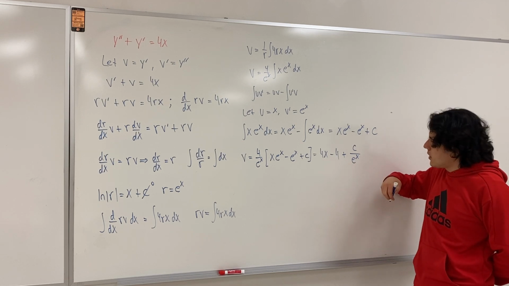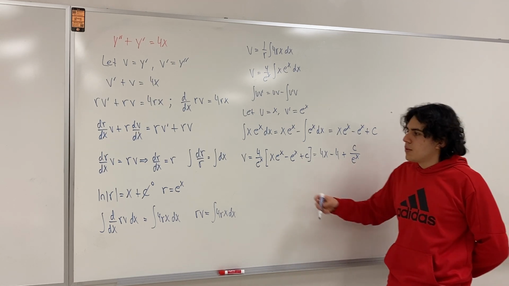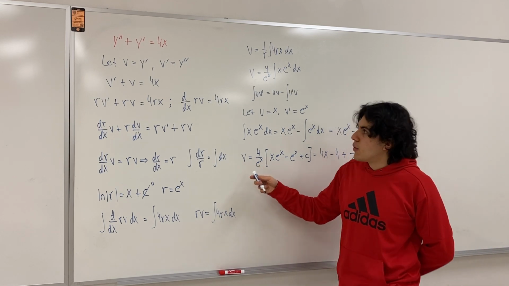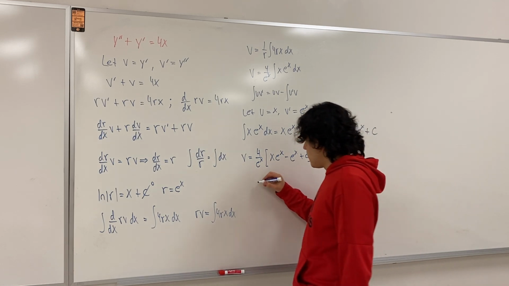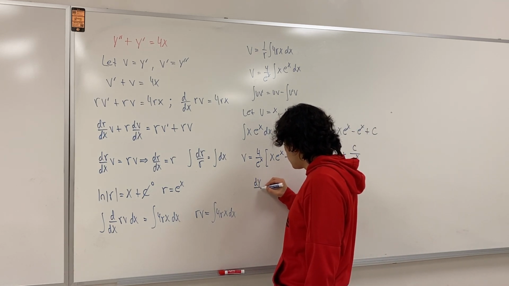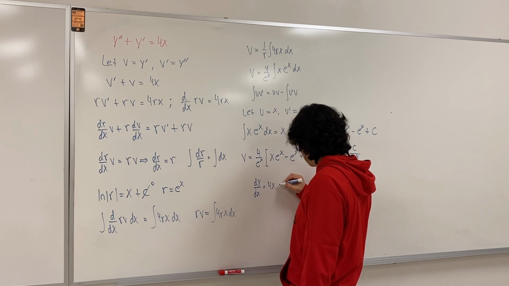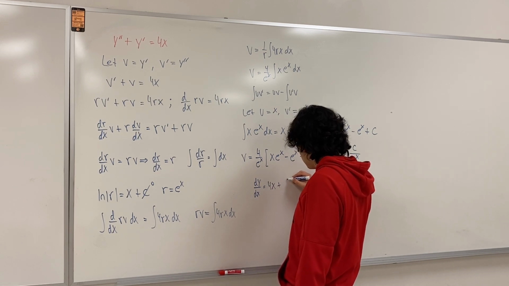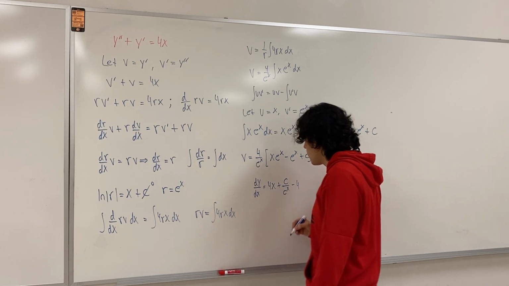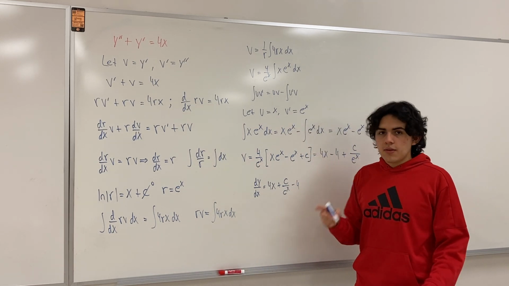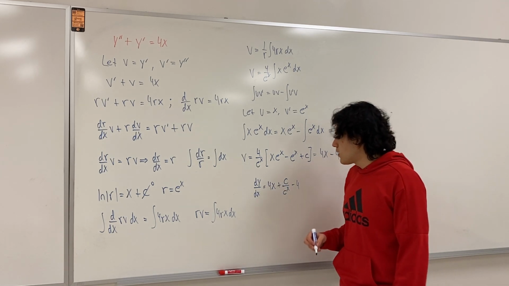And now that we have this, that would be the final answer. Well, not really a final answer, that would be the final answer for v, okay? But remember, we made the substitution v equals y prime. So really, we can say that dy/dx, which is v, is equal to 4x plus some constant c divided by e to the x, minus 4, okay? If you integrate this, then you're going to get the function for y, okay? So now that's our next step.